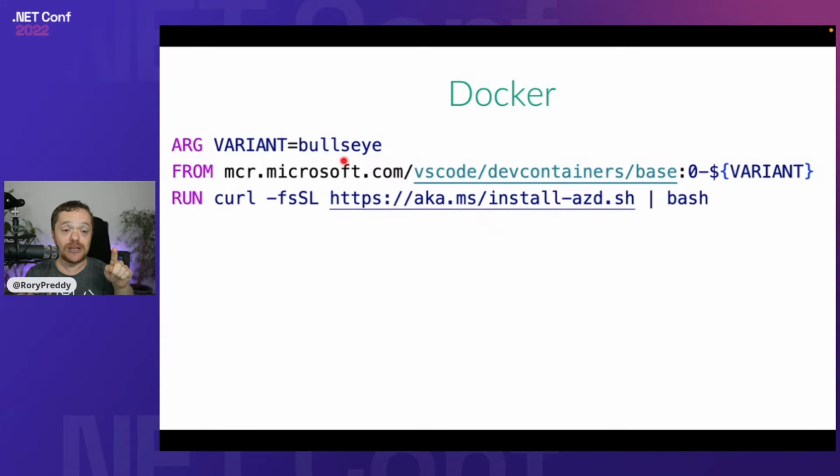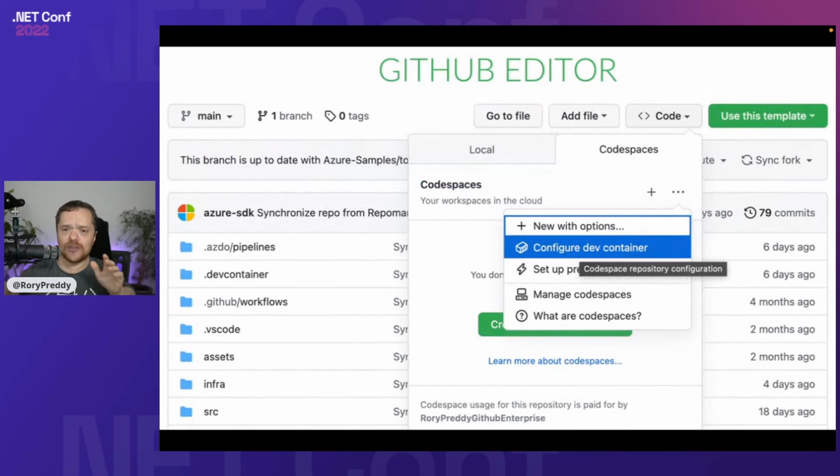So I've got my variant here, bullseye, and the bullseye is passed into the variant parameters, and that is a Debian instance that Microsoft maintains and supports. So this is great, but I don't want to write things by hand. Now, there is another way that you can actually do that.